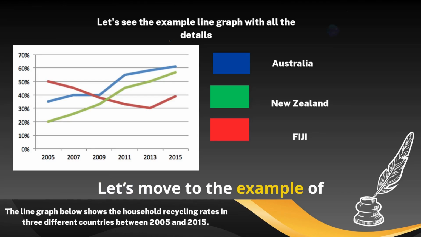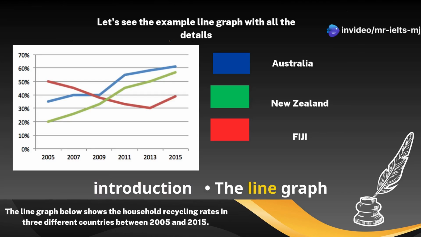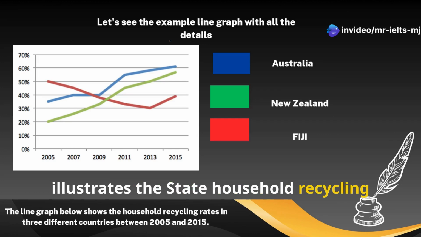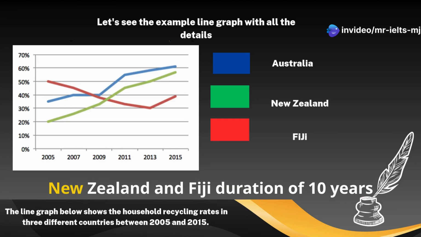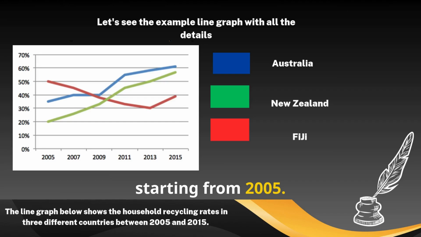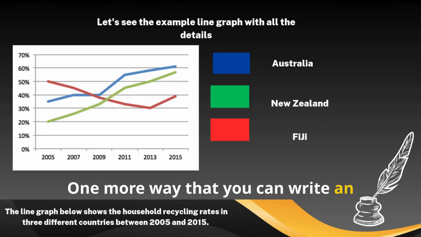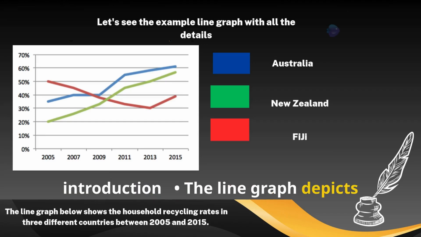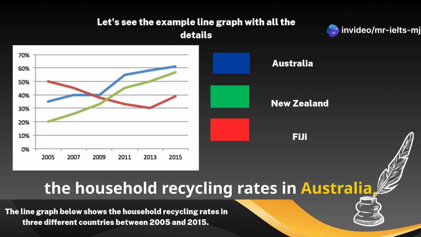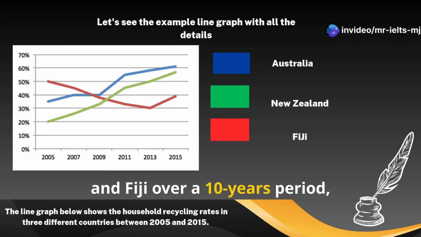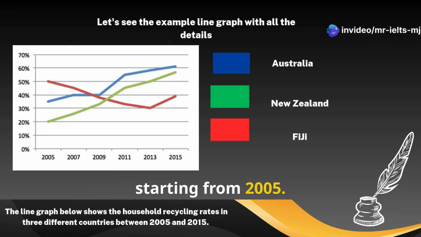Let's move to the example of introduction. The line graph illustrates the state household recycling rates in Australia, New Zealand, and Fiji, over a duration of 10 years starting from 2005. One more way that you can write an introduction: The line graph depicts the household recycling rates in Australia, New Zealand, and Fiji over a 10 years period, starting from 2005.